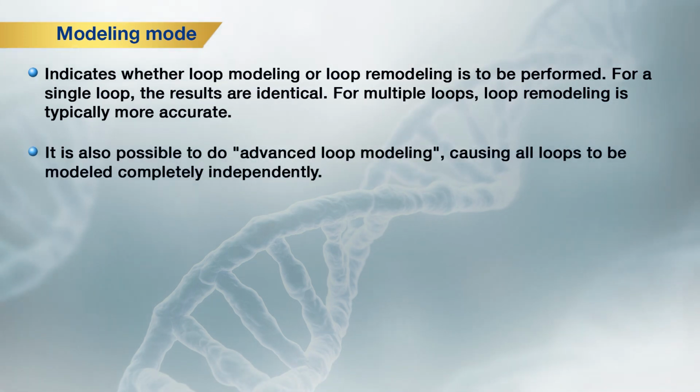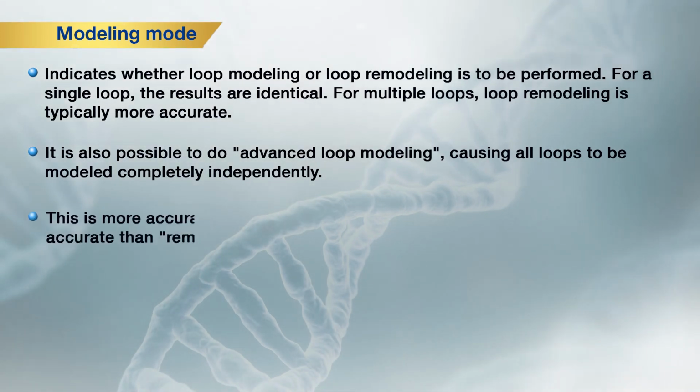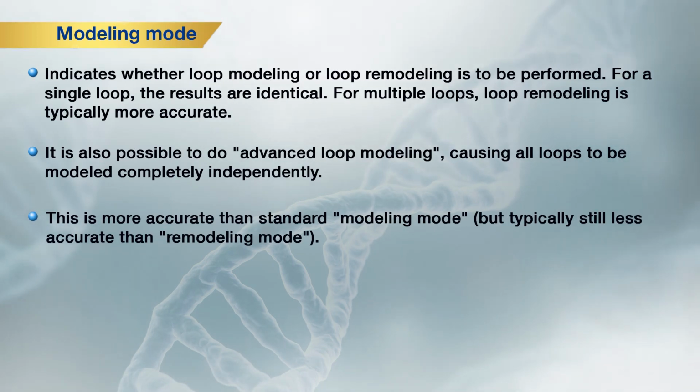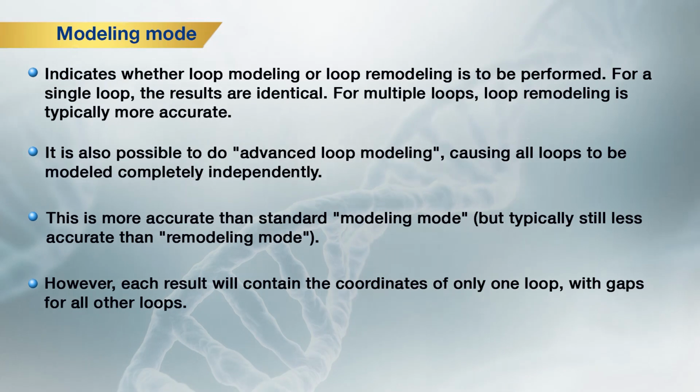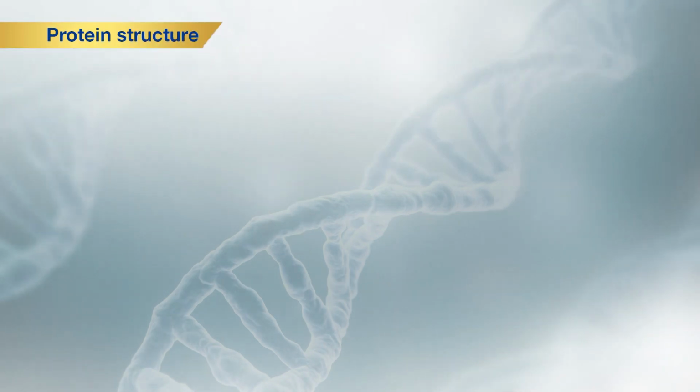It is also possible to do advanced loop modeling. After loop modeling and remodeling, there is another approach known as advanced loop modeling, which causes all the loops to be modeled completely and independently. This is more accurate than standard modeling mode, but typically still less accurate than remodeling mode. However, each result will contain the coordinates of only one loop with gaps for all other loops. Now, let us see what protein structure we receive.